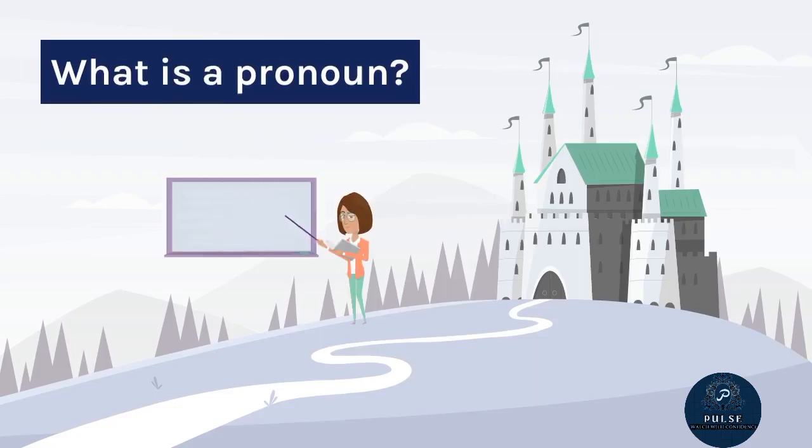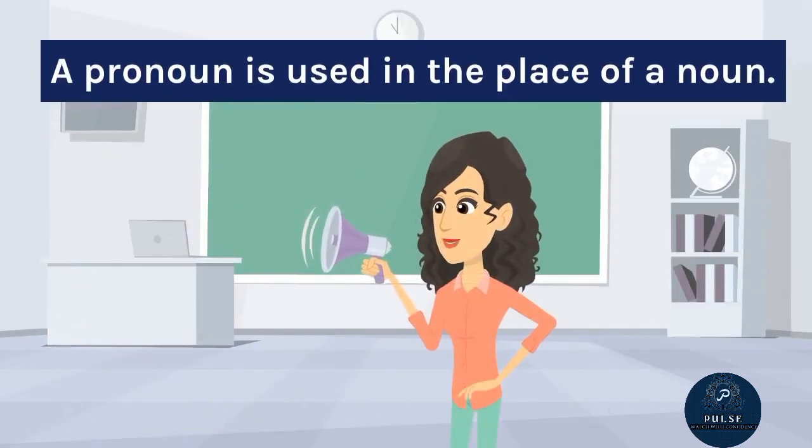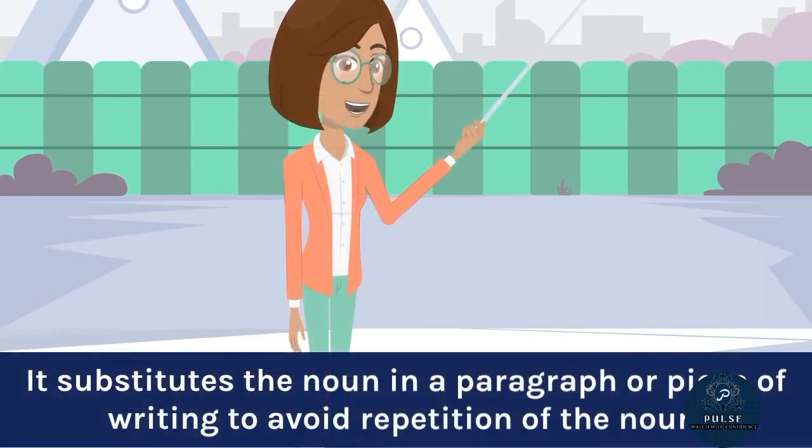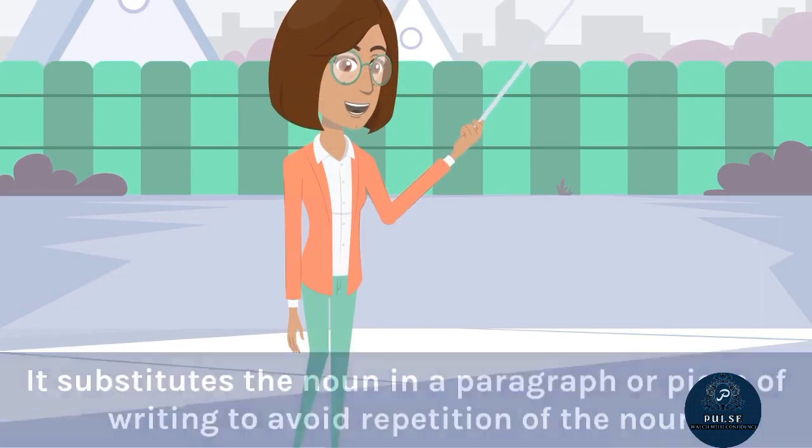What is a pronoun? A pronoun is used in the place of a noun. It substitutes the noun in a paragraph or piece of writing to avoid repetition of the noun.